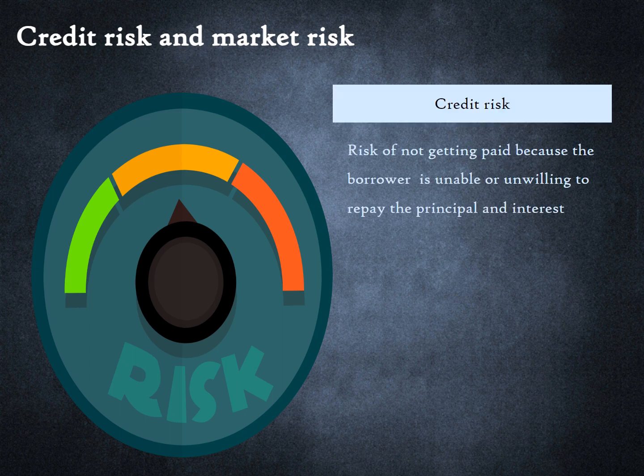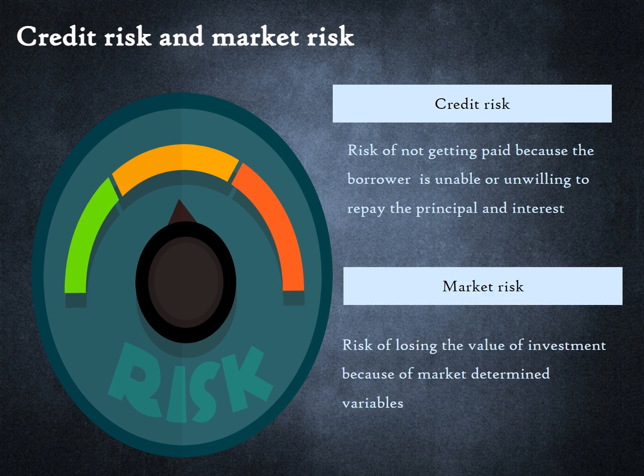Credit risk is the risk of not getting paid because the borrower is unable or unwilling to repay the principal and interest. Market risk is the risk of losing the value of investment because of market-determined variables like interest rates and foreign exchange rates. When we say that banks invest in lower-risk securities, we are effectively talking of credit risk. But market risk can exist even with zero credit risk. We will explore this concept next.